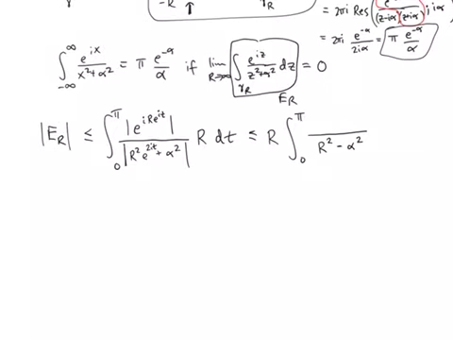So as long as r is large enough, so as long as r is bigger than alpha, so assume r is bigger than alpha, that denominator is going to be bigger than or equal to r squared minus alpha squared, and so the 1 over that denominator is less than or equal to 1 over r squared minus alpha squared.